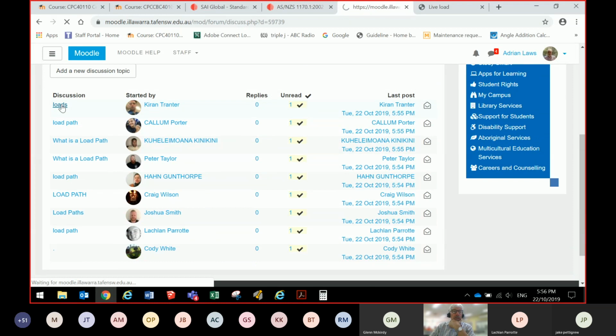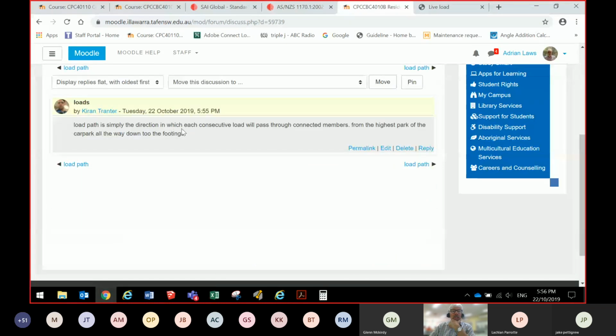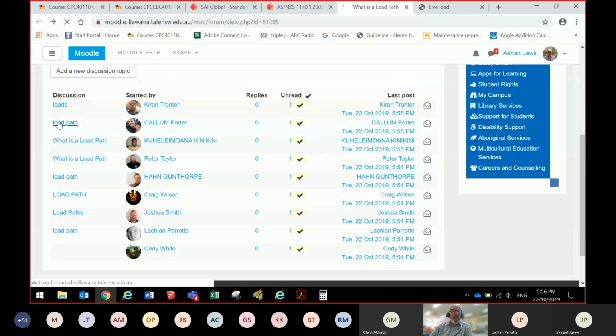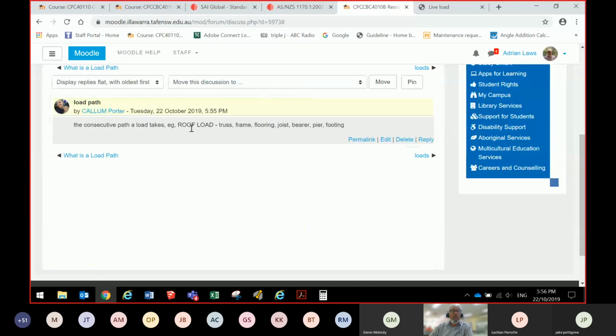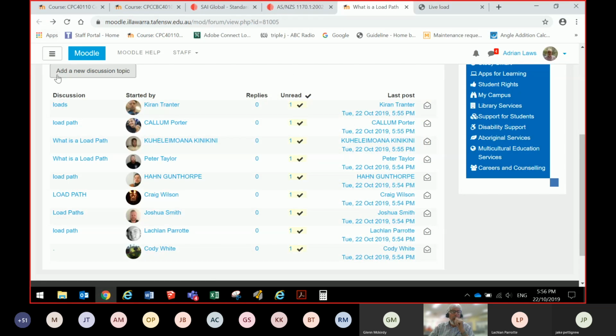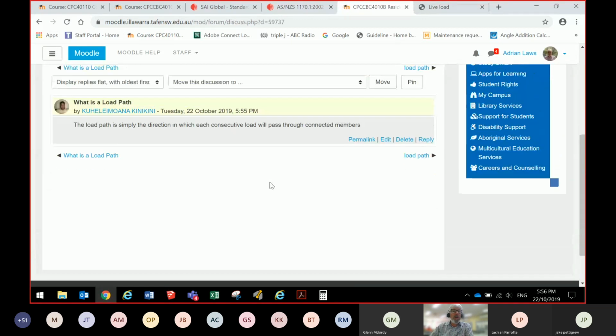Kieran has: load path is simply the direction in which each consecutive load will pass through connected members from the highest part of the car park all the way down to the footings. That's great. That's real good. And Callum's got here, load path is the path that the load takes. That's very good. There's load path. That was an easy green square, wasn't it?